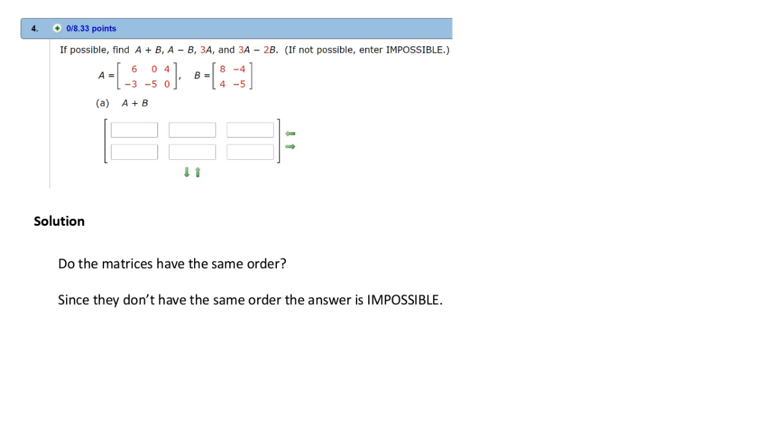So the answer would be impossible. And WebAssign does want you to enter the word impossible. I don't think it matters if it's capitalized, but since I see it capitalized here, I would just enter it capitalized.